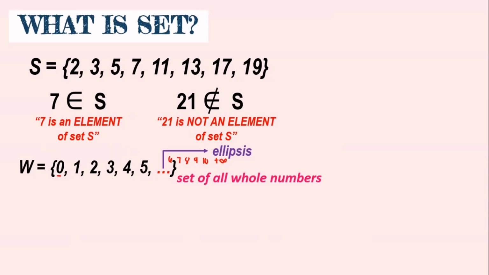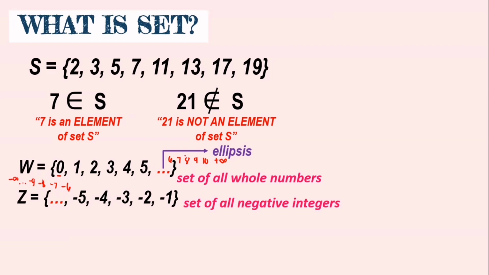Okay? Another example, if the ellipsis is written before the elements, like for this one, so ibig sabihin, nasa harapan or before the elements, o yung preceding. So it indicates that the elements are from the left side ng ating elements. For example, ito yung mga -6, -7, -8, -9, up to negative infinity. Okay? So in other words, this set is the set of all negative integers.